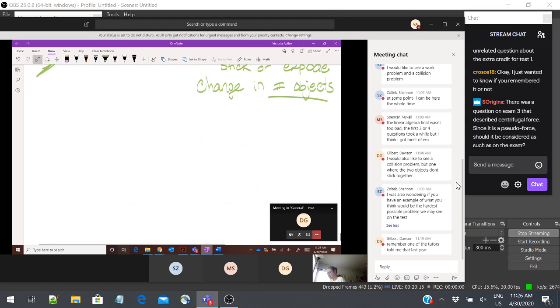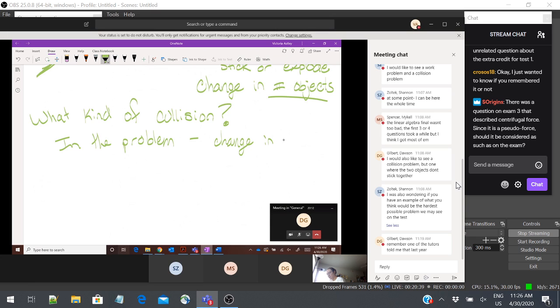Okay, so the next question is, what kind of collision? And there are certain key factors, things you should look at in the problem. Is there some change in the number of objects? That's important information. Does it say the words inelastic or elastic?